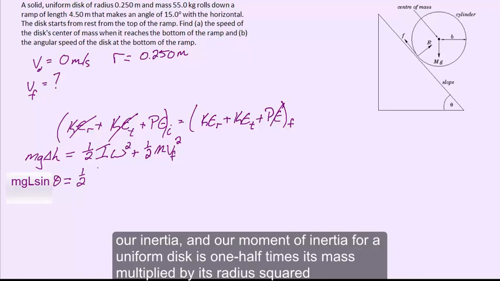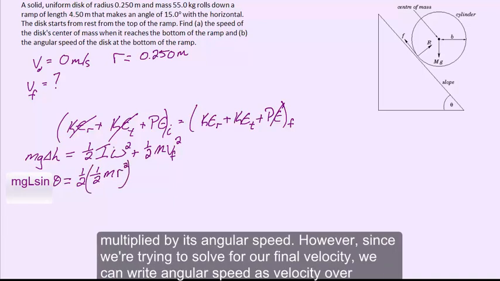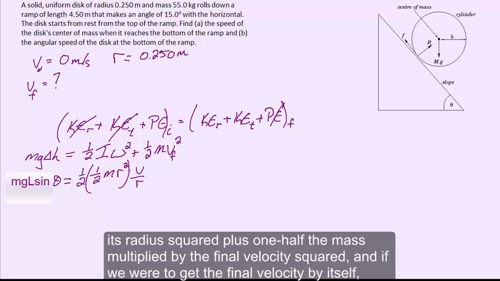And our moment of inertia for a uniform disk is 1/2 times its mass multiplied by its radius squared, multiplied by its angular speed. However, since we're trying to solve for our final velocity, we can write angular speed as velocity over its radius squared, plus 1/2 the mass multiplied by the final velocity squared.